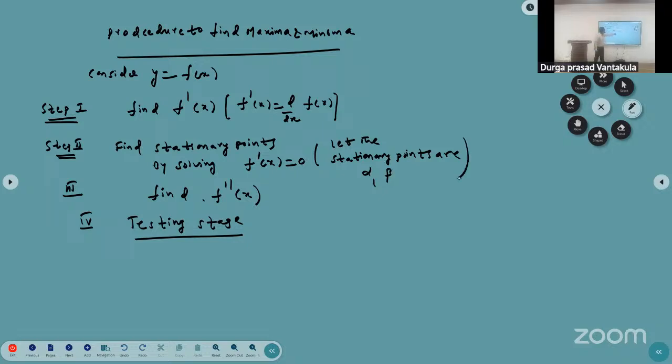Everybody add one word. Let the stationary points be alpha comma beta. Assume the stationary points are alpha comma beta.